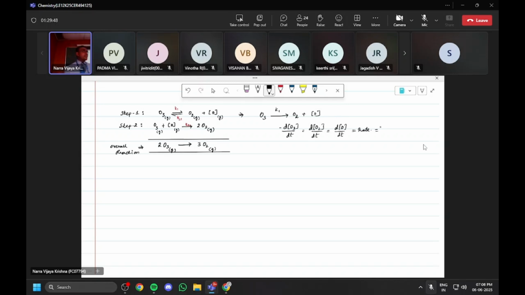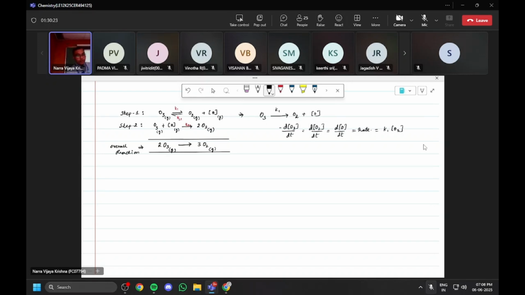According to law of mass action, what is the rate for this? According to law of mass action, K1 into [O3]. This is according to the law of mass action. Both are equal only, no? Both are talking about rate only. So rate according to law of mass action can be written as this, and rate according to instantaneous rate can be written as this. Correct? Yes or no?